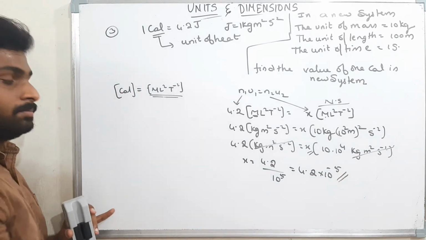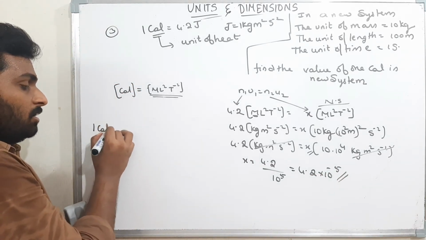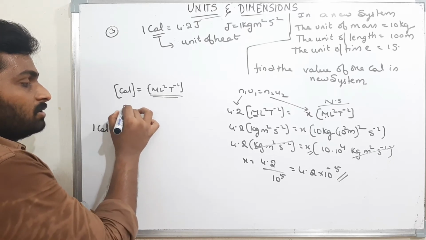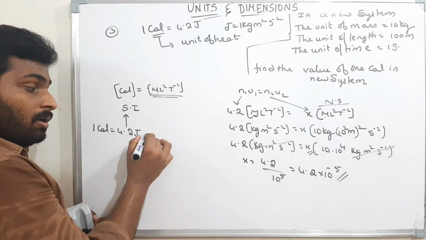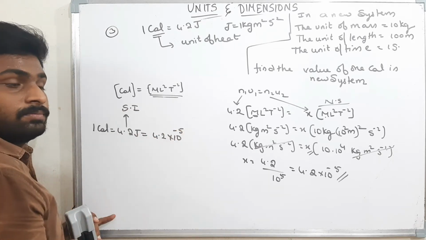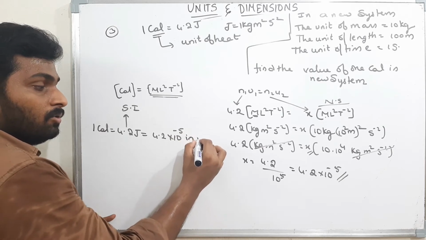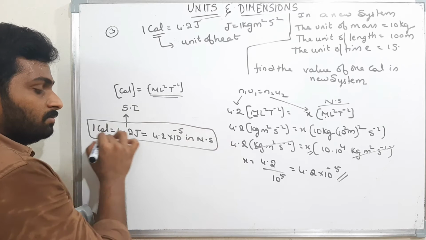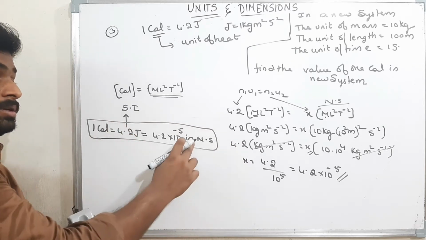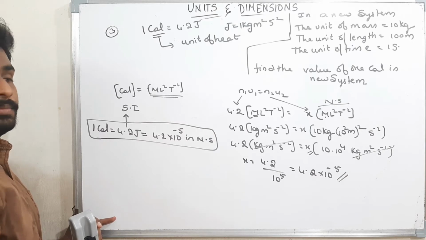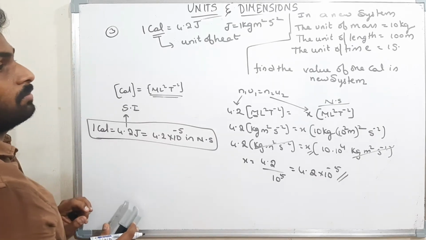Therefore, what I can write? 1 calorie is equal to 4.2 joules. This is in the SI system. Or it is equal to 4.2 into 10 power minus 5 in the new system. In the new system. I think this is clear. Okay. Now we will see one more problem.